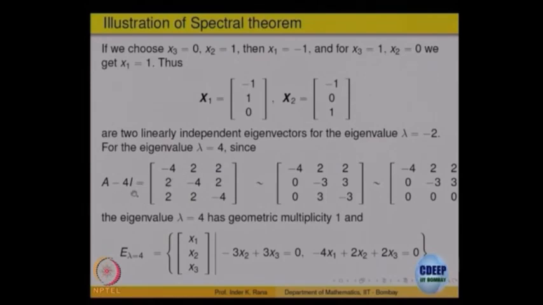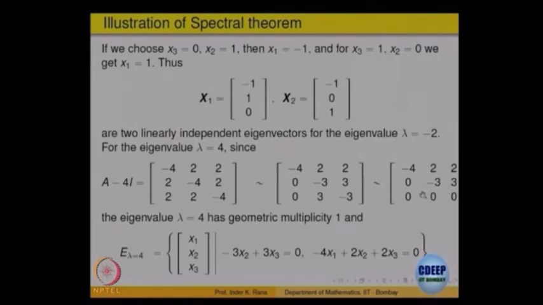So, A minus lambda I. Along the diagonal it becomes minus 4, and reducing to row echelon form, it comes out like this. One row is 0, 2 rows are non-zero. So, the rank of this matrix is equal to 2, and the nullity is equal to 1. So, there is only a one dimensional null space. So, you can find that.